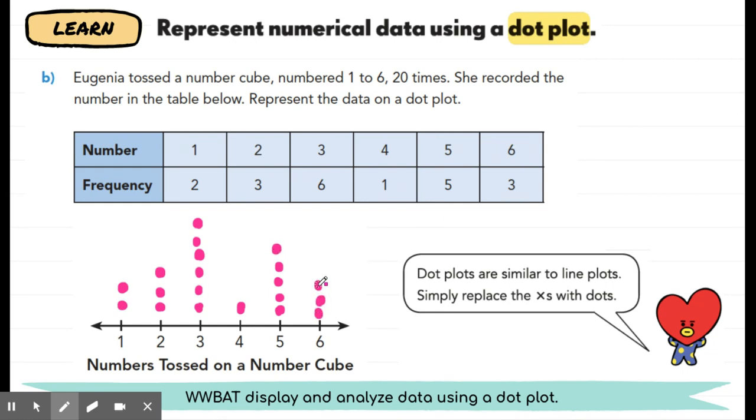Again, your dot plot should have a title. And in this case, the title is numbers tossed on a number cube.